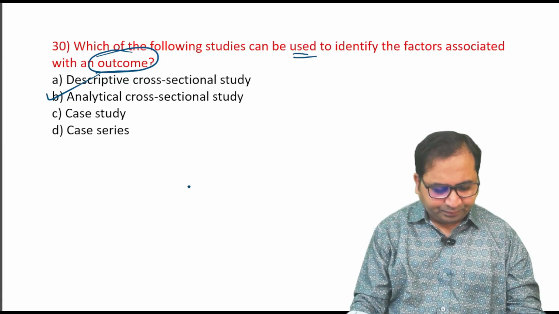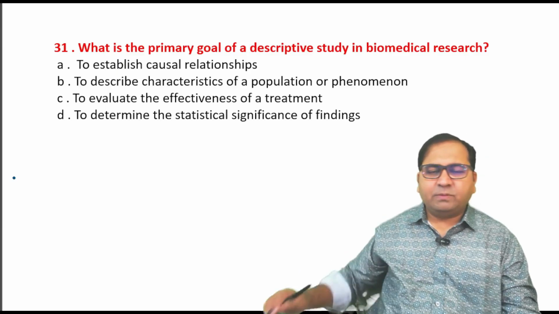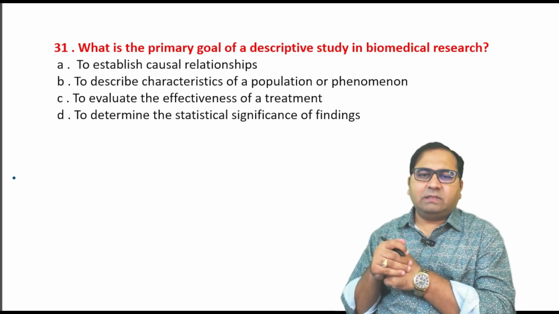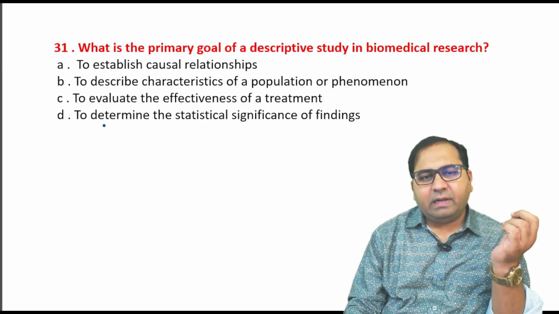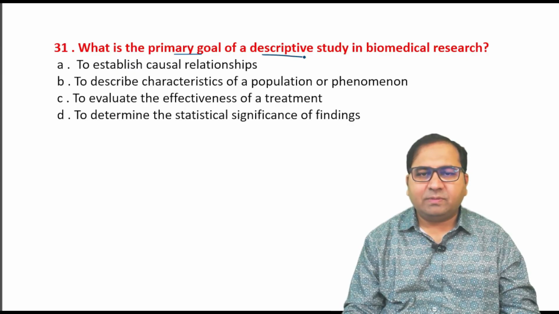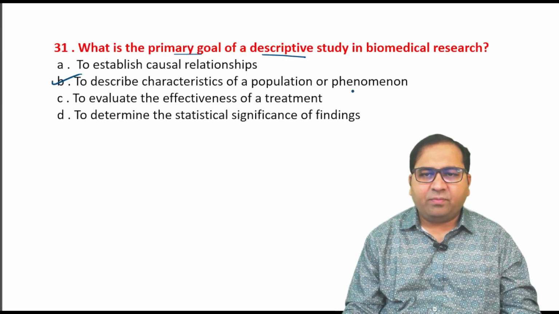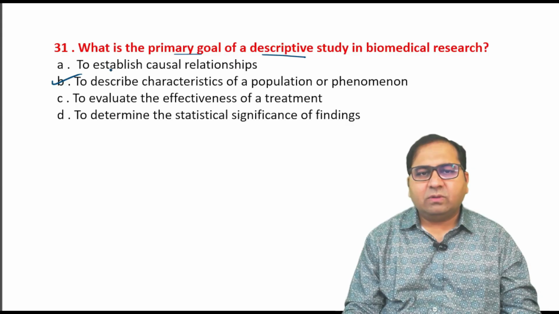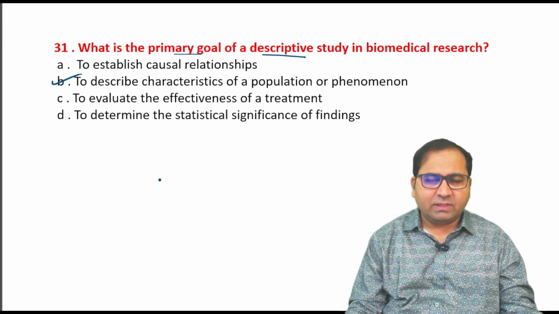Okay. Then, next question. What is the primary goal of a descriptive study in biomedical research? The options are A, to establish the causal relationships, B, to describe the characteristics of a population or phenomenon, or C, to evaluate the effectiveness of a treatment, or D, to describe the statistical significance of findings. So what is the primary goal of descriptive study? The answer for this question is to describe the characteristics of a population or a phenomenon. In population, in the sense you will go into the ecological type of study. Okay, so the primary goal of a descriptive study in biomedical research is to describe the characteristics of a population or phenomenon is the answer for this question.